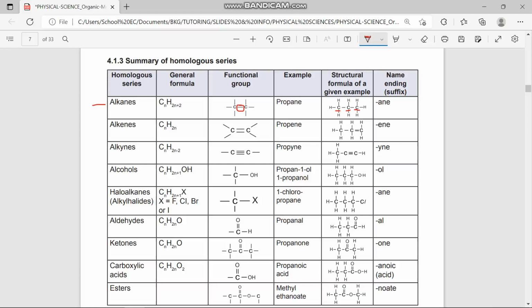How are we using a general formula, for instance? Also, you must know the general formula with your own head. You must nail it in your mind, the general formula of each and every homologous series. We have CnH2n+2 for alkanes. So how do we determine it? How many C atoms does propane have? It has 3. So this is C, and n stands for the number.